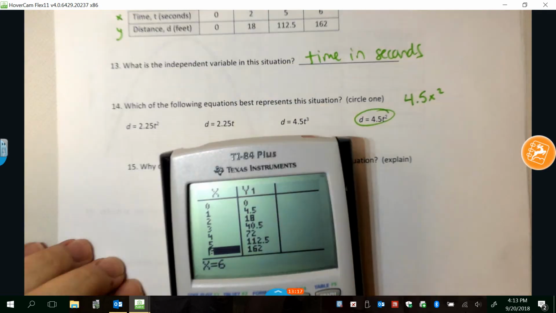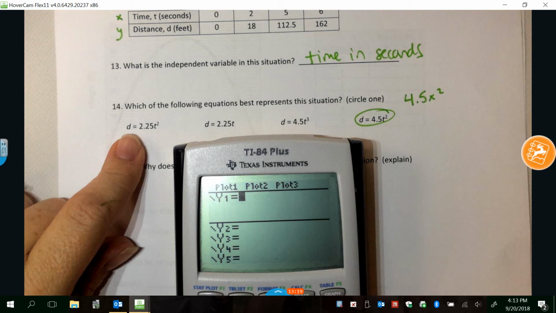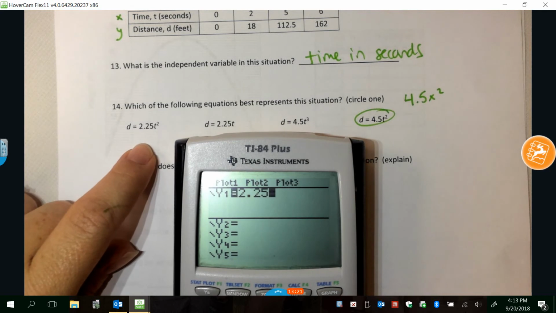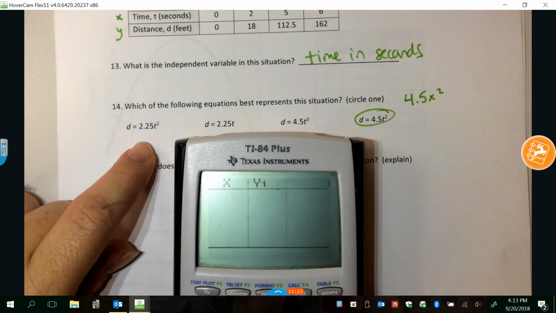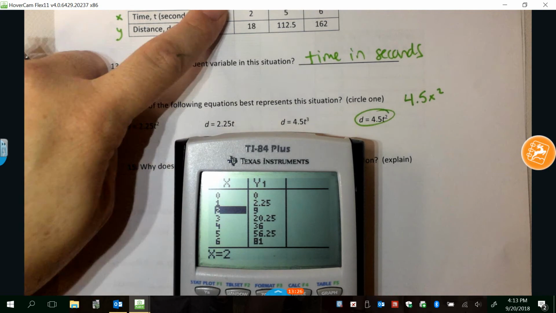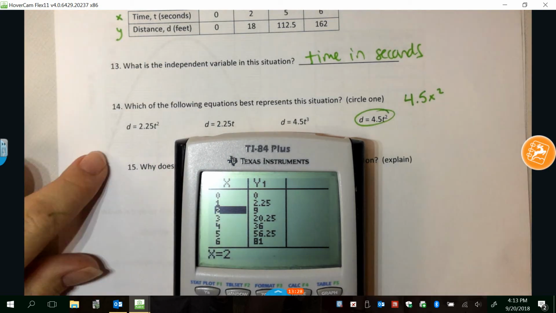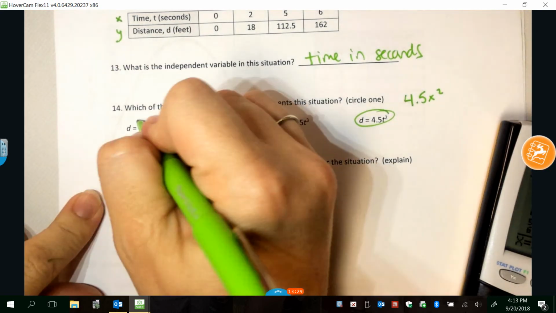Now, another thing you could have done is just look at your answer choices and type them in your calculator. X squared, second graph, and seen like 2 and 18, that didn't work. So that didn't match. Okay, so that's another thing you could have done.